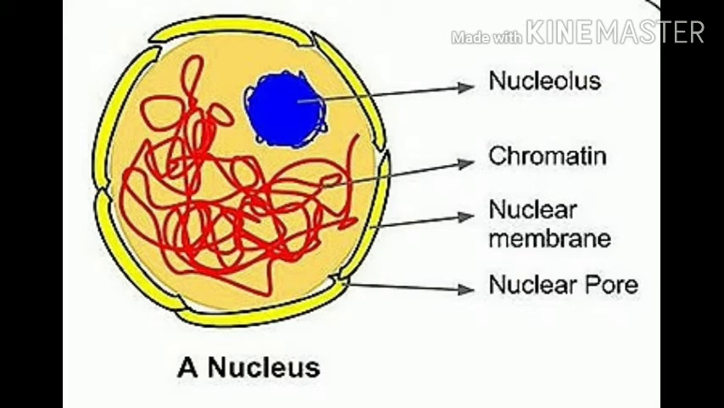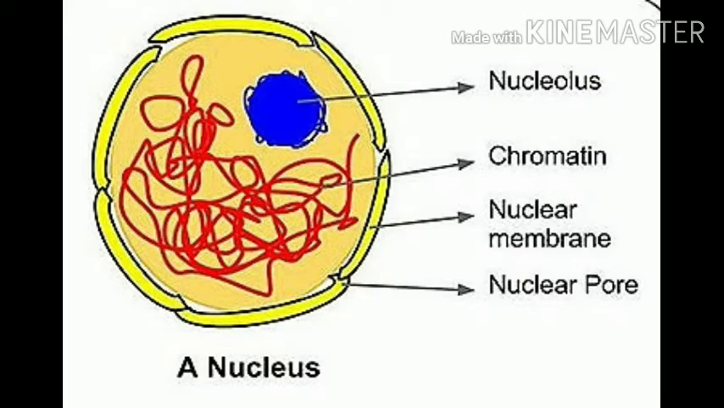Nucleus has nucleolus, nuclear membrane, nuclear pore, and chromatin material present in it. Nuclear membrane encloses nucleoplasm. Inside the nucleoplasm is a small darker body called as nucleolus. The nucleoplasm also contains chromosome. Chromosome contains genes which are present in the form of units. These genes are responsible for transmitting characteristics from parents to offspring.